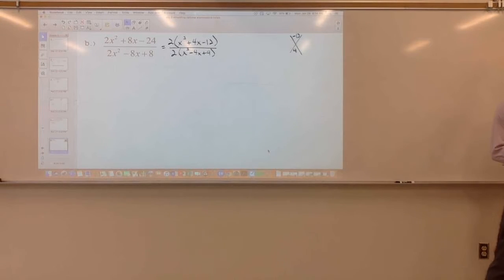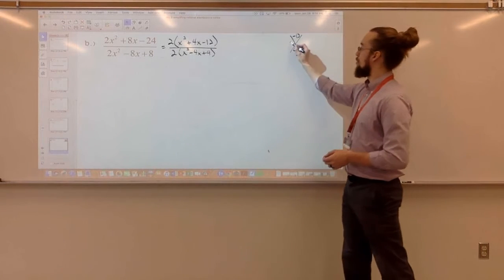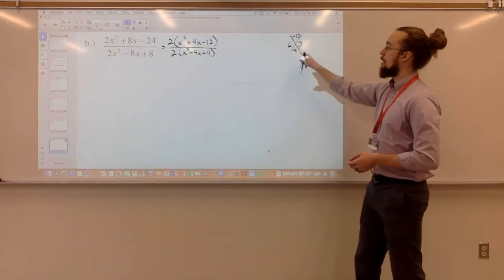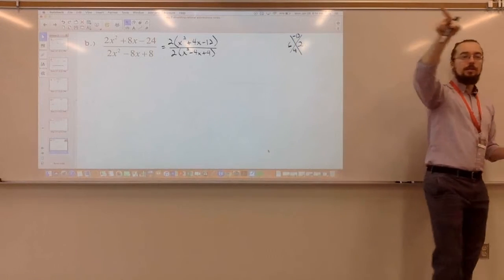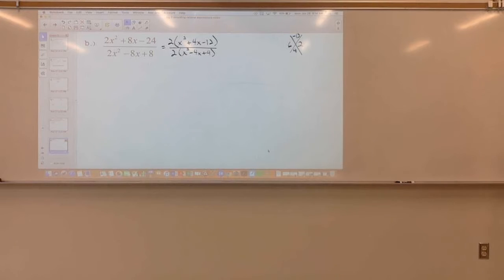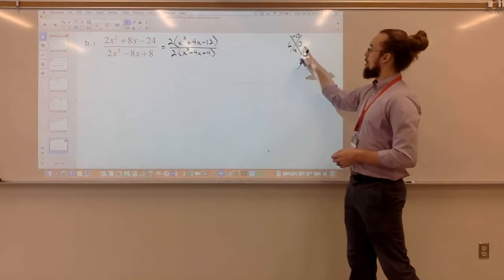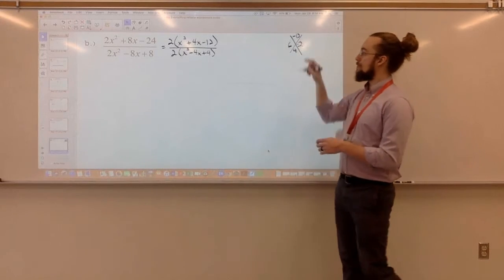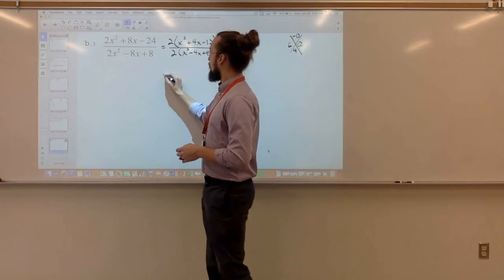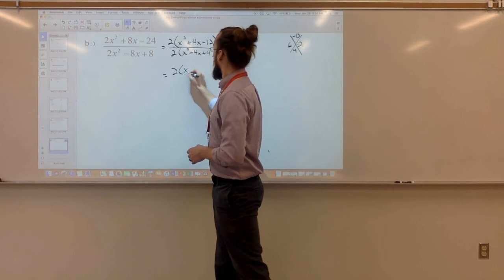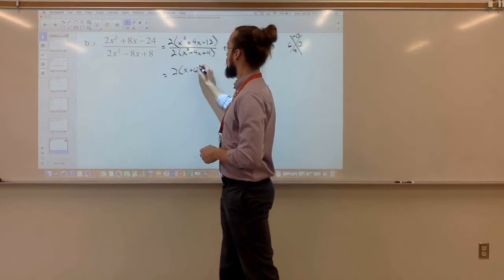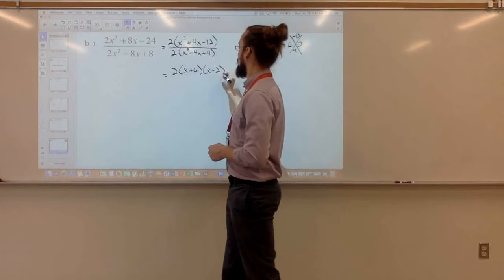Okay. Yeah, we're going to be using 6 and 2. One of them is going to have to be negative, though, for them to multiply to negative 12. So which one should be negative? The 2. Right? 6 plus negative 2 is 4. 6 times negative 2 is negative 12. So my numerator then would be 2 times x plus 6 times x minus 2.